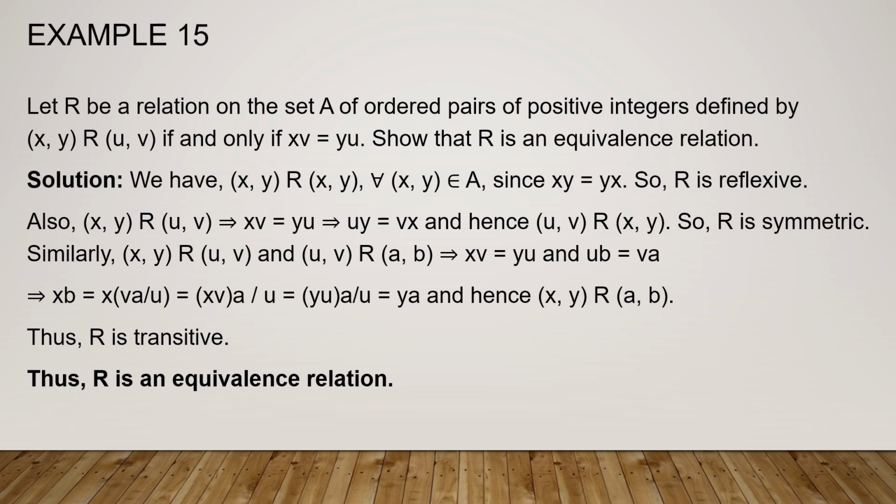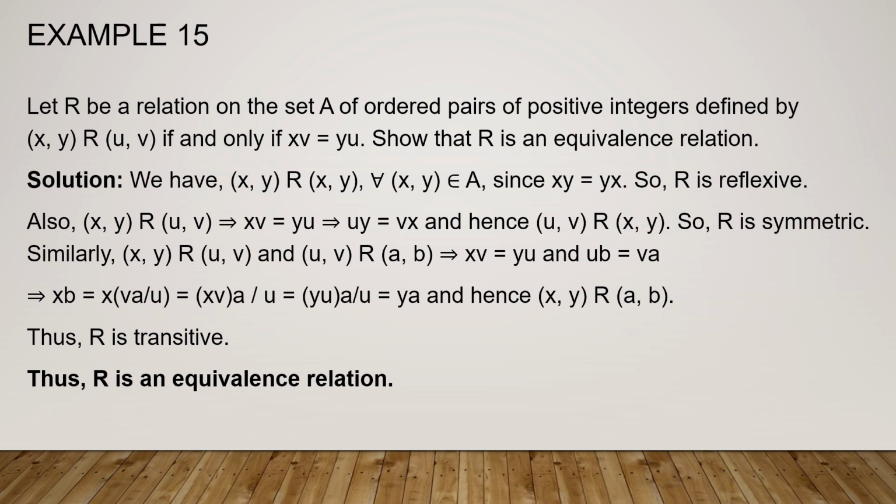So we have shown that always xy will be related to itself, xy, so R is reflexive. Now next, let xy be related to uv. This is given, we are assuming this. So what will this imply by definition? xv will be equal to yu, correct? But yu you can write as uy and xv you can write as vx. So again, by definition of our relation, this will show that uv is related to xy, correct? So R is again symmetric.